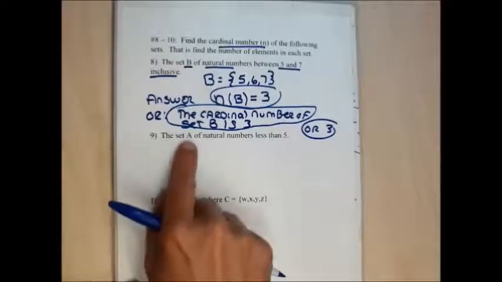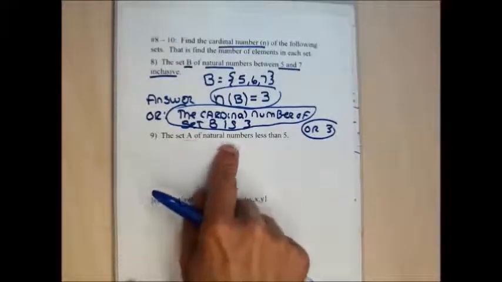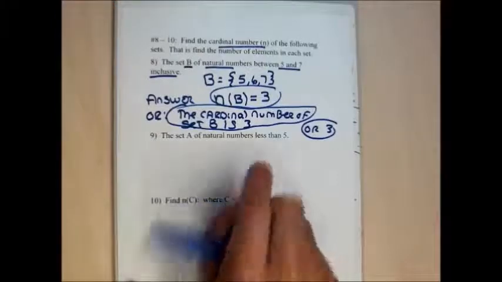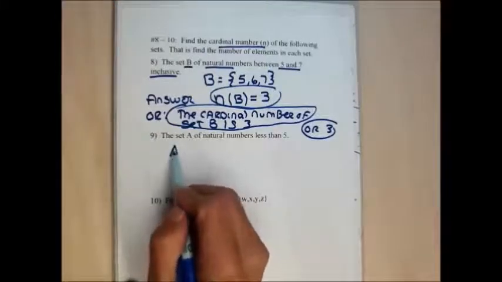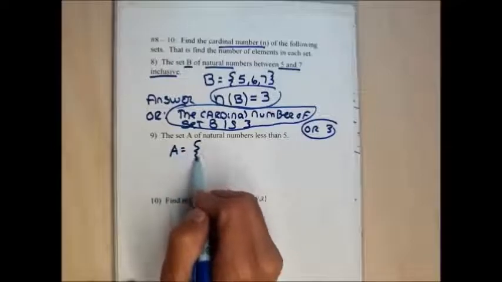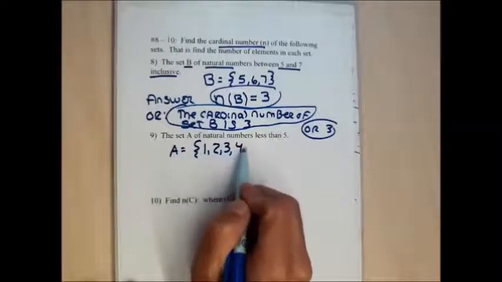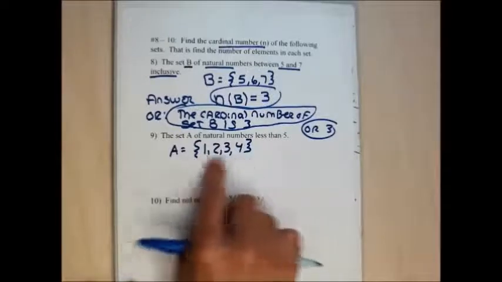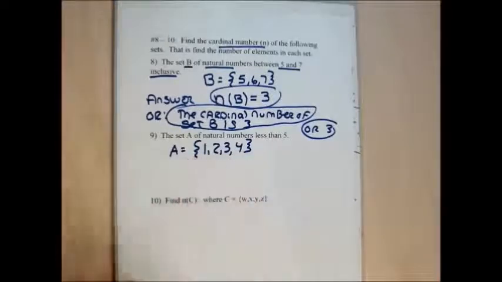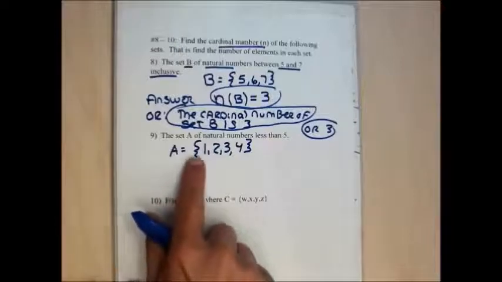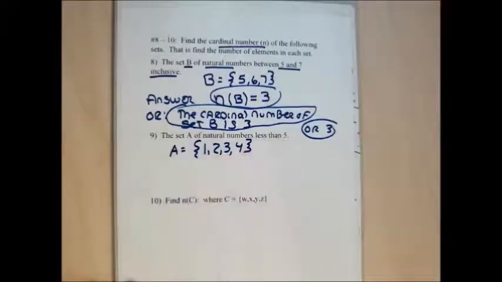For question 9, I need to create the set that's described here. Set A is a set of natural numbers less than but not equal to 5. Natural numbers start at 1. So the numbers in set A here are any natural number that's less than 5 but not equal to 5. This is what set A is. It's a set that contains the numbers 1, 2, 3, and 4. All those are the only natural numbers that are less than 5 and not equal to 5.